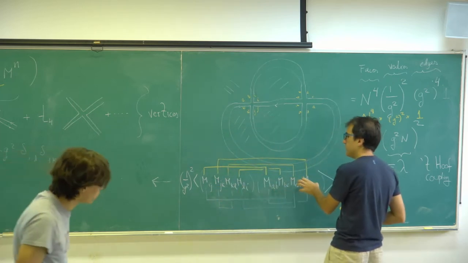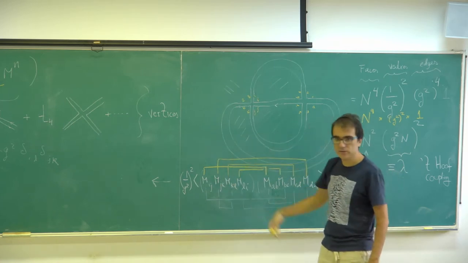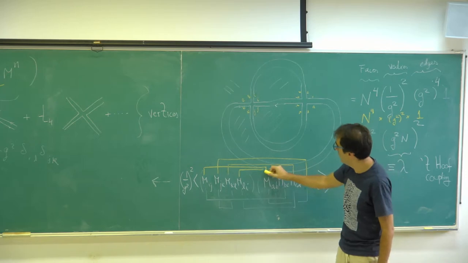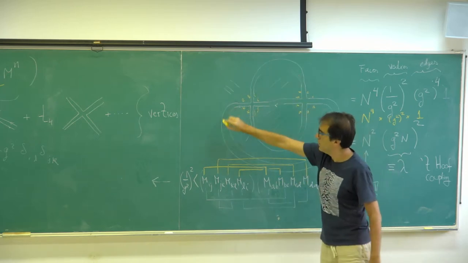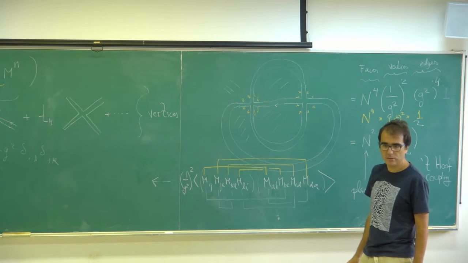So the matrix goes from one trace to the other trace, and they just connect them from one trace to the other. Right? And these four contractions are the four propagators. Is it clear for everyone? Yes?